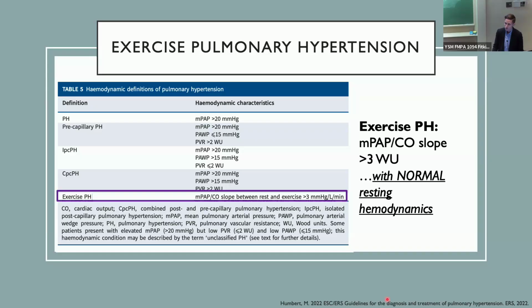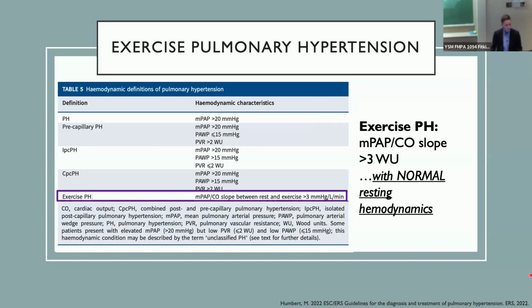Historically, exercise pulmonary hypertension was defined by a mean pulmonary artery pressure greater than 30 millimeters of mercury with exercise, a threshold first proposed in the 1970s and carried on into the early aughts. But this definition was abandoned when it became clear that healthy older adults and even trained athletes could exceed this cutoff at high workloads. In 2022, the European guidelines reintroduced the concept of exercise PH, but now defined by a mean pulmonary artery pressure to cardiac output slope greater than 3 millimeters of mercury per liter per minute, measured during invasive exercise testing. This slope-based approach better reflects pulmonary vascular reserve than any absolute pressure threshold.